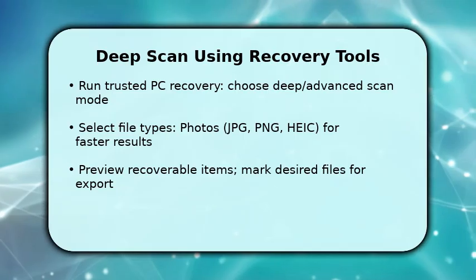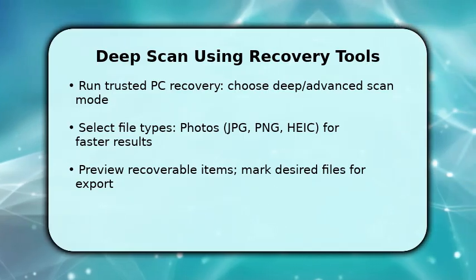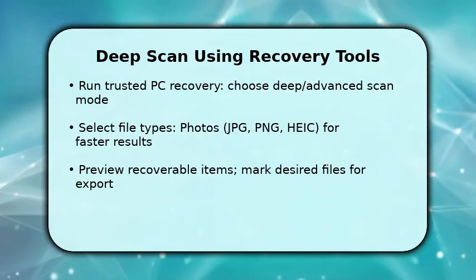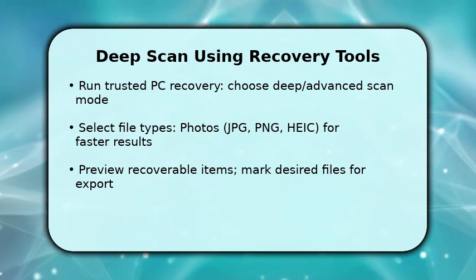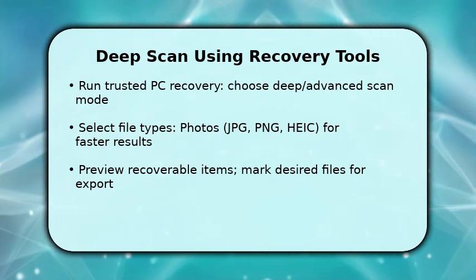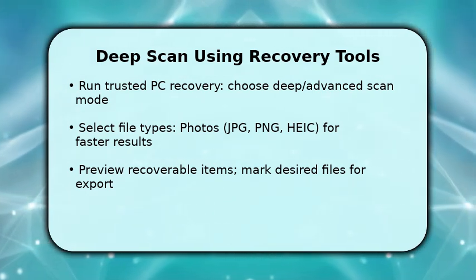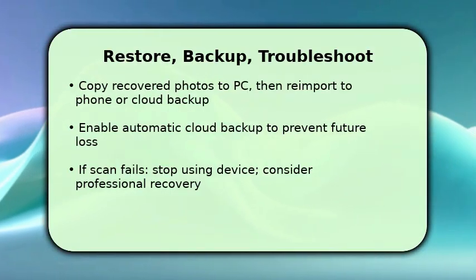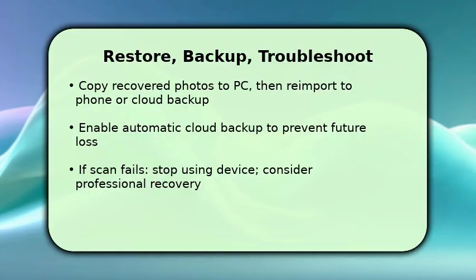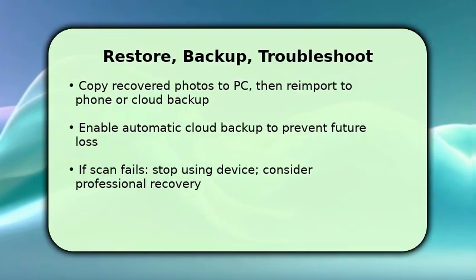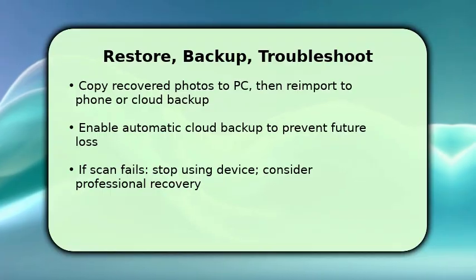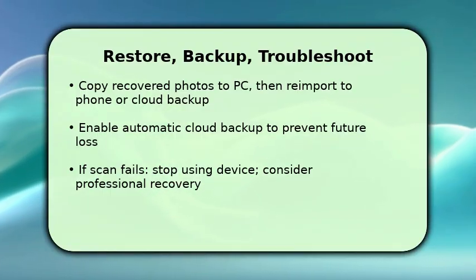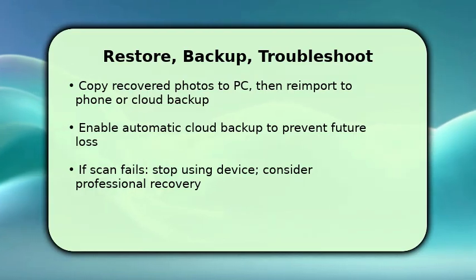Make sure to export recovered files to your PC or external drive, not back to the phone, to avoid overwriting other recoverable data. After export, copy recovered photos to your PC and upload them to a cloud service for redundancy, then optionally re-import to the phone. Verify image quality and keep originals on external storage. Once done, enable automatic cloud backup and periodic exports so you won't repeat this.